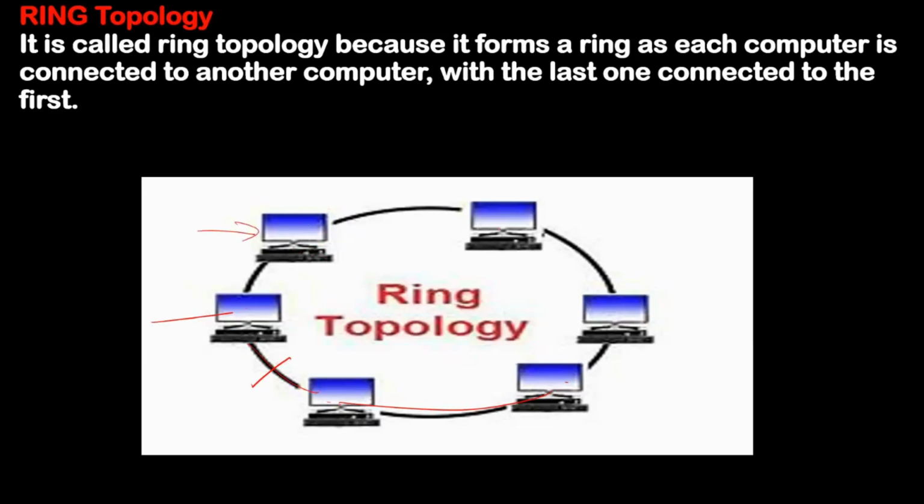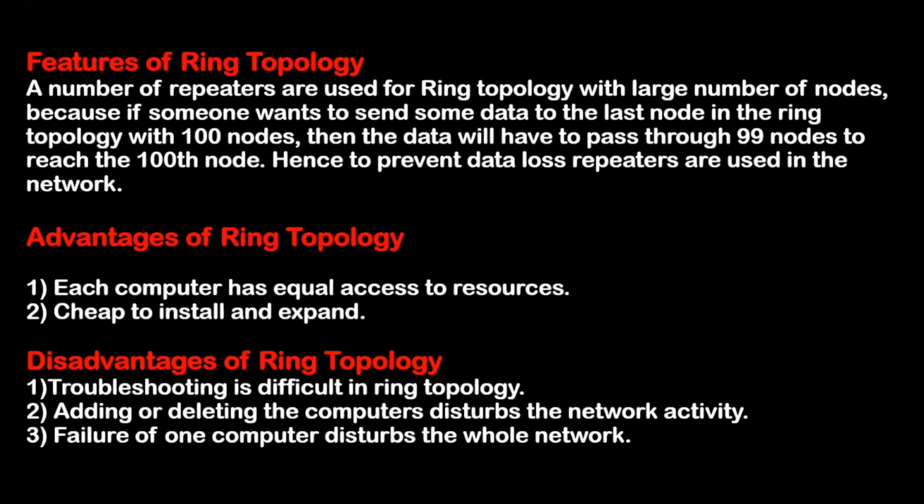And what is the advantage? You can see here for every PC we have two ways. If this PC wants to send data, it can send by this way and this way also. So we have two ways. And if you see the feature, a number of repeaters are used for ring topology. You have to use multiple repeaters because suppose you connect 100 nodes with each other. If you want to send data from the first PC to the last, your data will pass through 99 nodes, right? In 99 nodes, the distance will always be more than 100 meters. So you need some repeaters also.